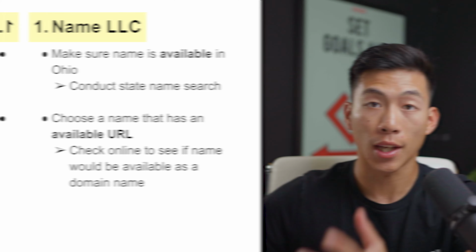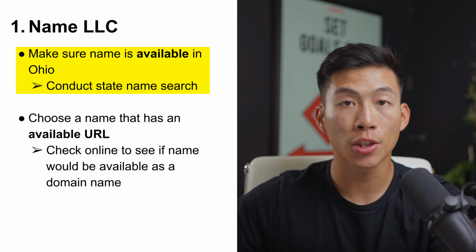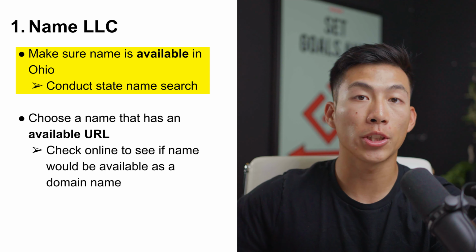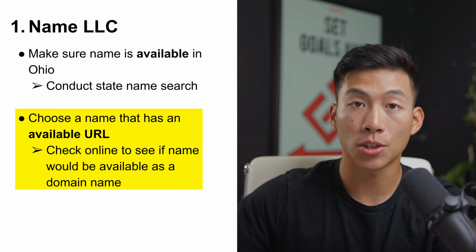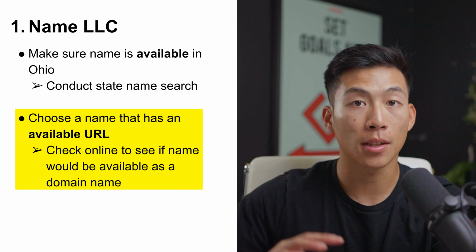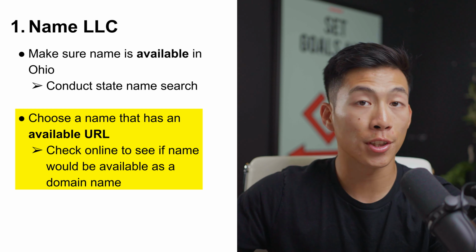So the first step in starting your LLC is actually to name your business. To get started, you want to make sure you do a business name search first with the Secretary of State website in order to make sure that your business name is actually available. And while you're at it, you might as well do a domain name search as well to make sure that your business name can also be turned into a website. Most businesses nowadays need a website anyways, so this is a good step to take.